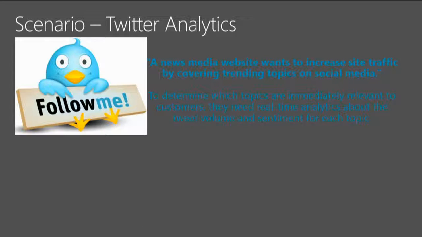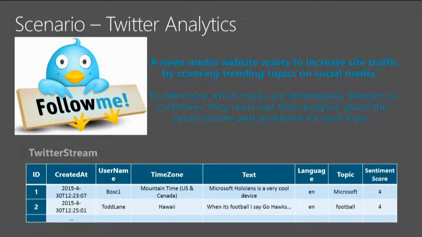I'll talk about a quick scenario and then I'll jump into another demo. This is the scenario I want to show you, just to show you some concepts of windowing functions and other things which are there in our system. Imagine I have a Twitter stream coming into the system which has things like username, time zone, text, language, topic, and sentiment score.